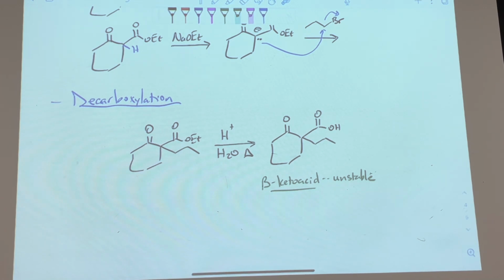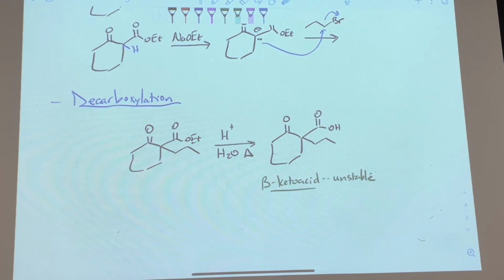Because under moderate heating, these beta-keto acids fall apart. So under the heating conditions required for ester hydrolysis, you would, yes, temporarily make the beta-keto acid, but under the high heat conditions of the hydrolysis reaction, this thing would fall apart.